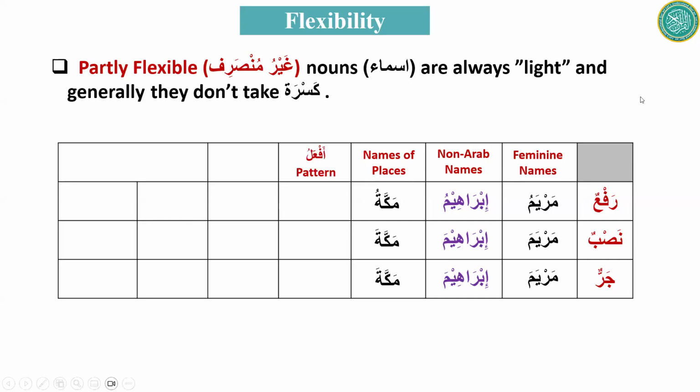Next category, the Af'alu pattern. The words in this pattern sound like Af'alu, like Akbaru, Asgharu, Ajmalu. They rhyme in a certain way. The words of this pattern in the Arabic language are also called partly flexible. They're always light and they don't take kasra. So akbaru, akbara, akbara.